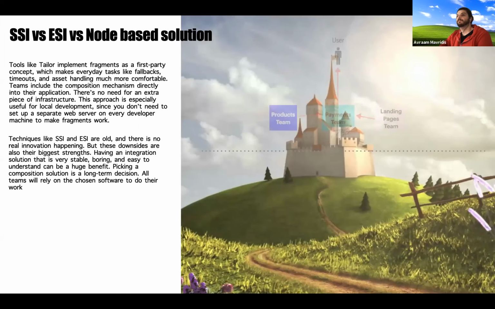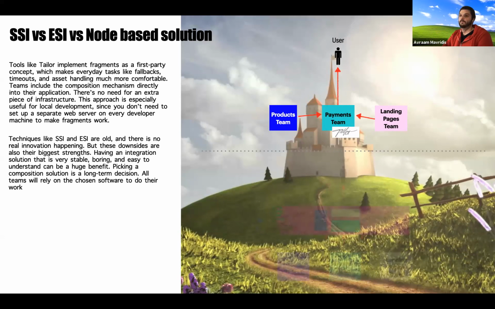So yeah, tools like Tailor are very good because you own the code, and you can do fancy stuff, you don't depend on any server sitting in front of your applications. You can create fancy fallback mechanisms, and also the benefit is that on the local development environment, you don't need to ask the developers to install Varnish or Nginx.